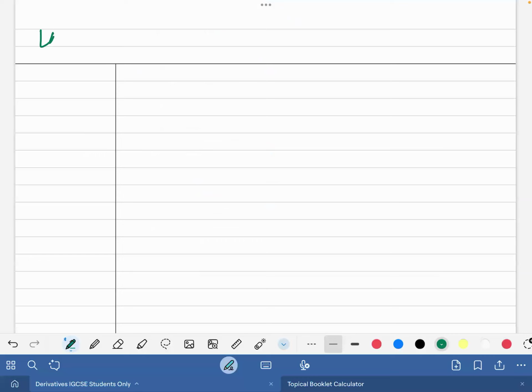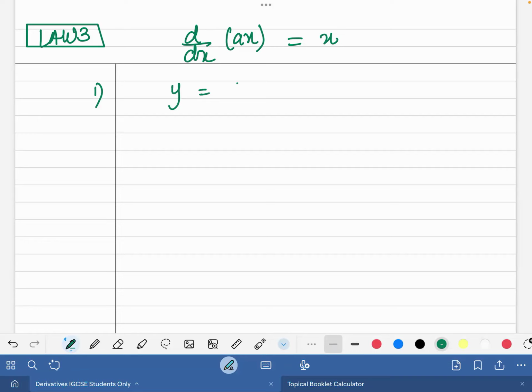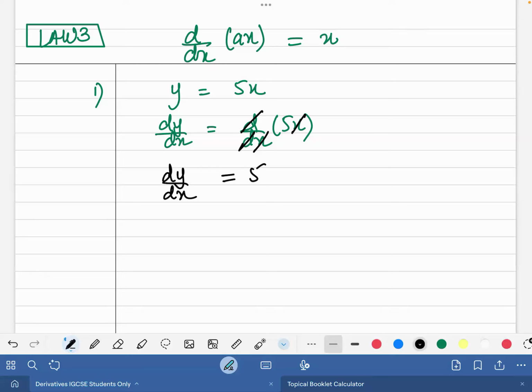Law 3. dy by dx, the derivative of a linear term, is equal to only the coefficient of x. Example number 1: y is equal to 5x. So dy by dx is equal to d by dx of 5x. So I can cancel x, I can cancel d. So the answer is 5. dy by dx is equal to 5.